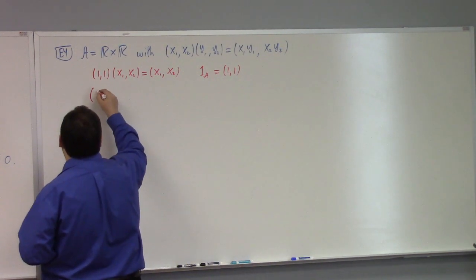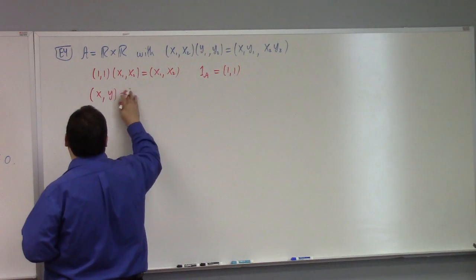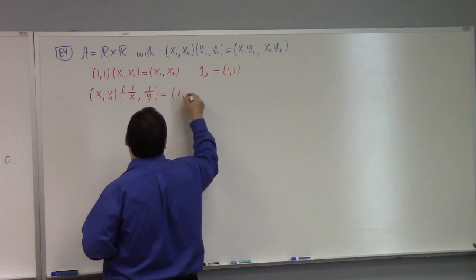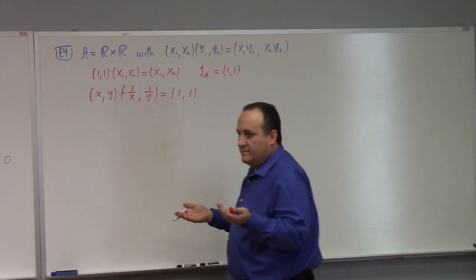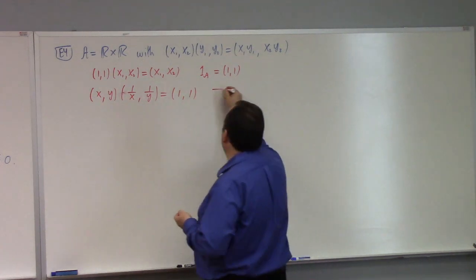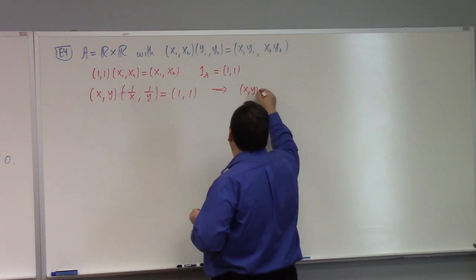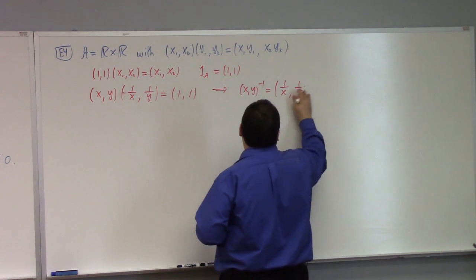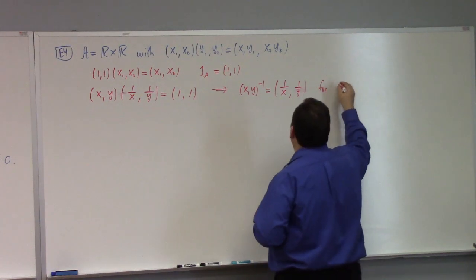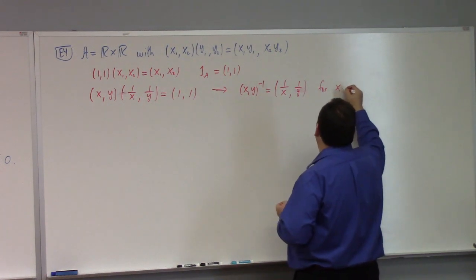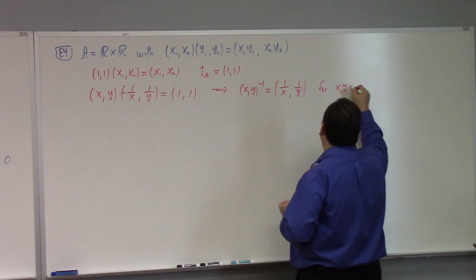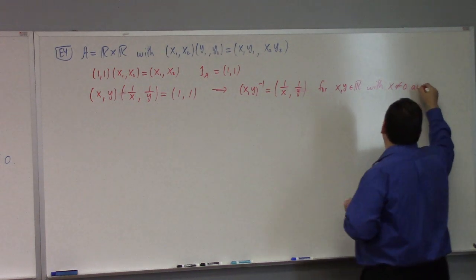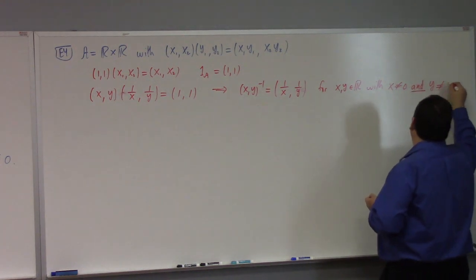It's fairly obvious, right? If I've got (x, y) like that, and I multiply it by (1 over x, 1 over y), I get (1, 1), right? So you can see from this that (x, y) inverse is equal to (1 over x, 1 over y) for (x, y) in R with x not equal to 0 and y not equal to 0, right?